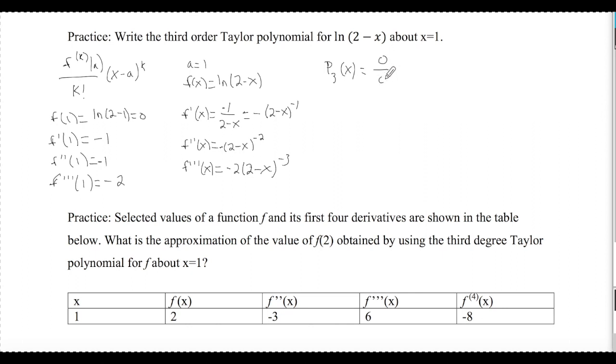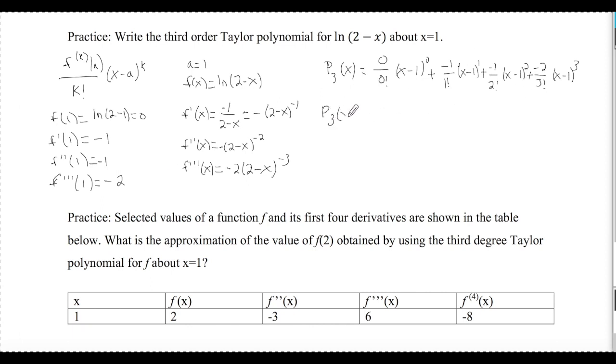So 0 divided by 0 factorial x minus 1 to the 0. And I kind of keep going. Plus my next number over here was negative 1. So negative 1 over 1 factorial, x minus 1 to the first power, plus negative 1 over 2 factorial x minus 1 squared, plus negative 2 over 3 factorial x minus 1 cubed. So I've now laid out all of my derivative values divided by their factorials, so we can clean this up.